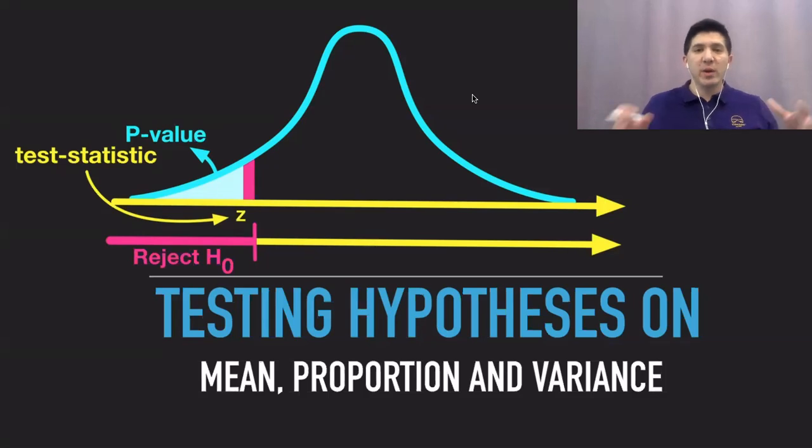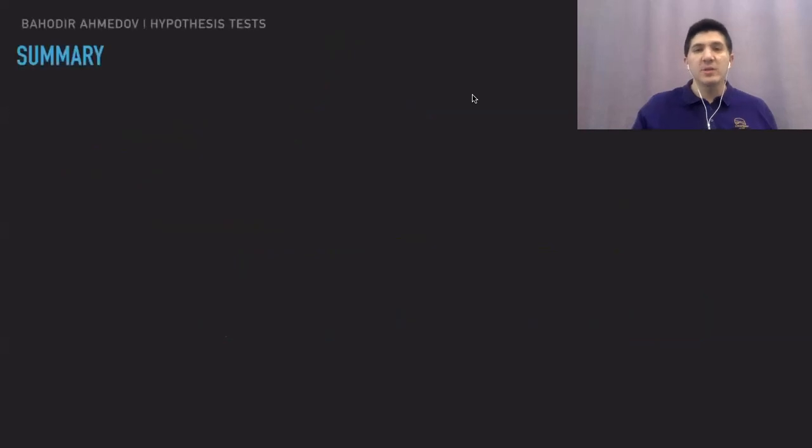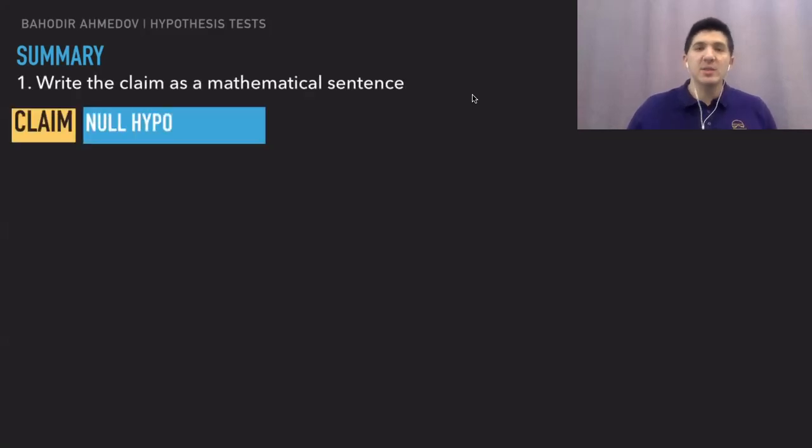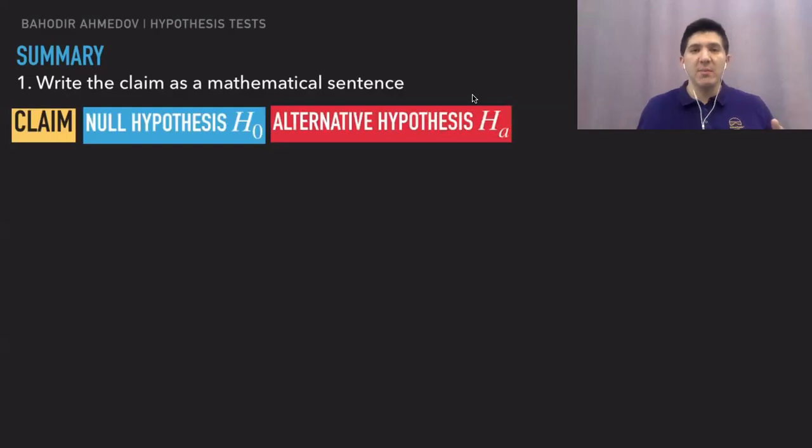So in this lecture, we are going to solve the problems mostly about testing the hypothesis about the population mean in different situations. So first thing which we are going to do is go through the steps which we have to perform in order to test the hypothesis. The very first thing which we have to do is to write down the claim mathematically. So we need to write down the null hypothesis and the alternative hypothesis for the claim.